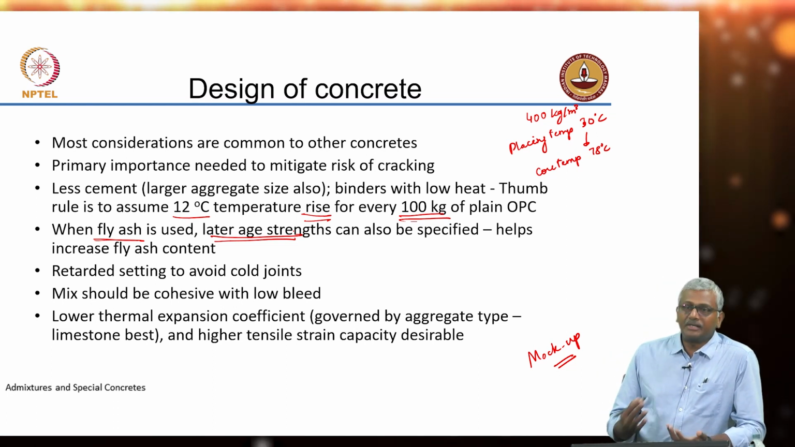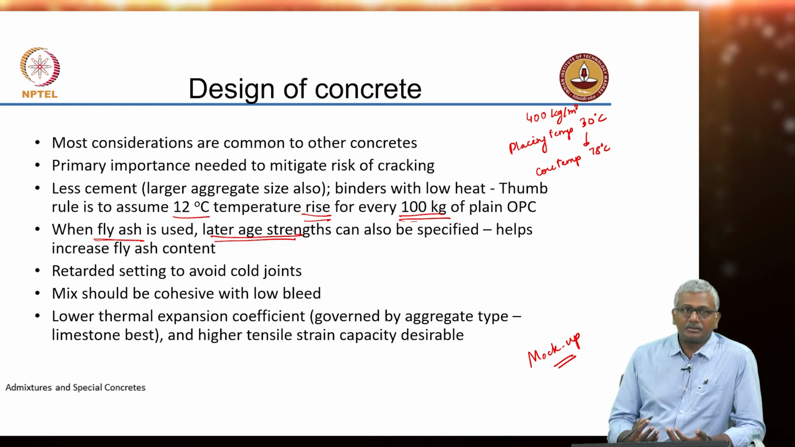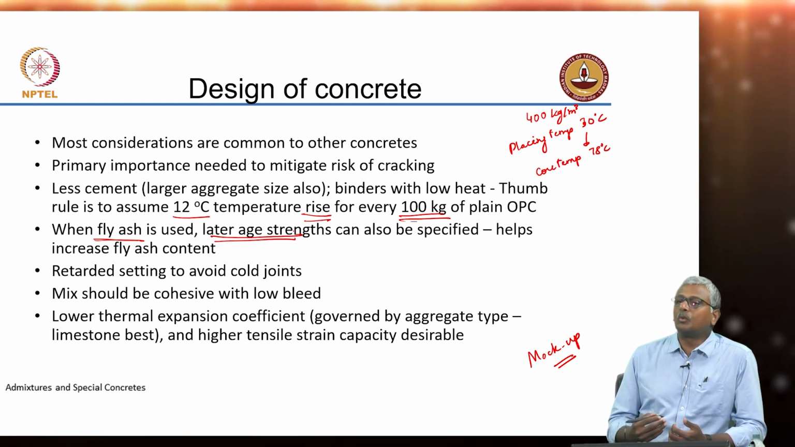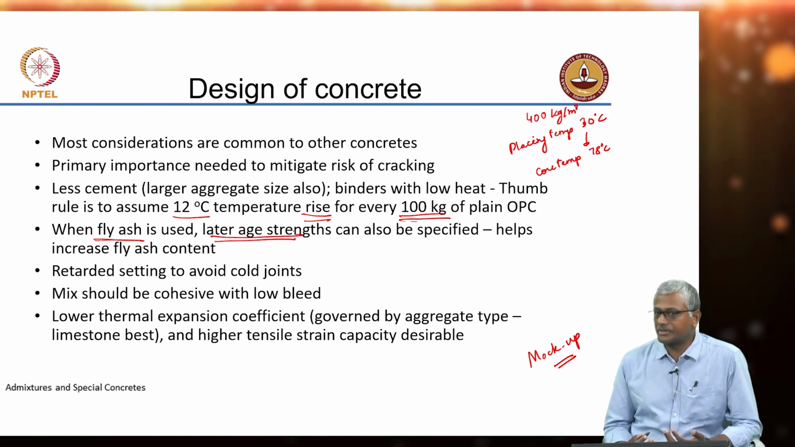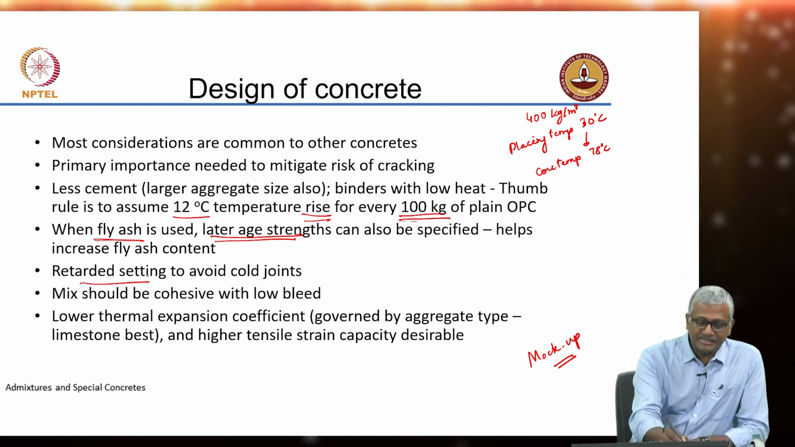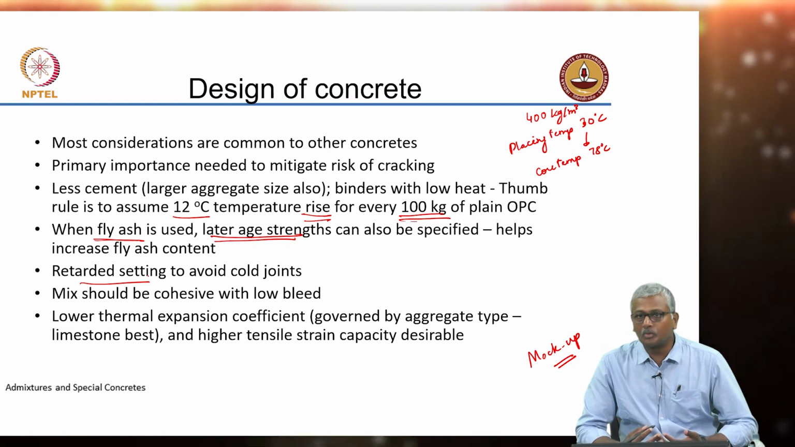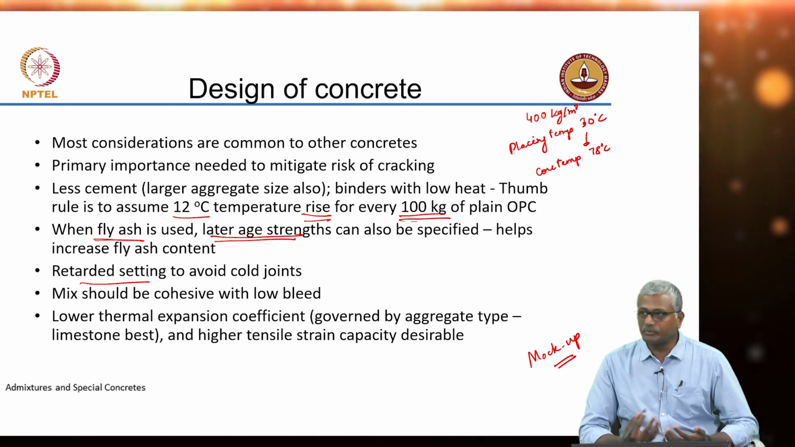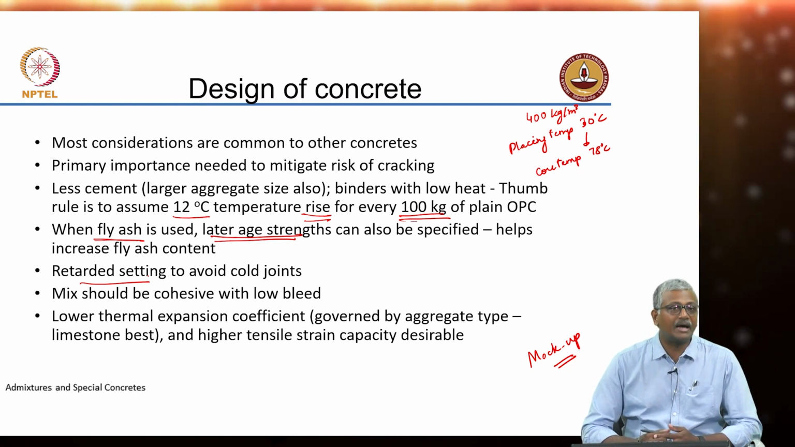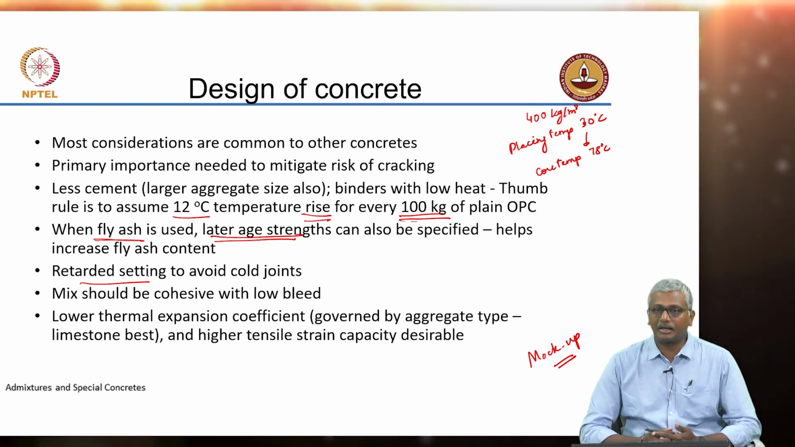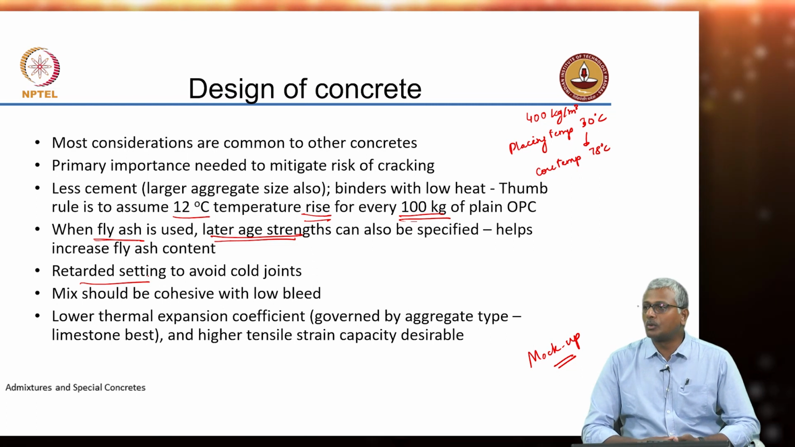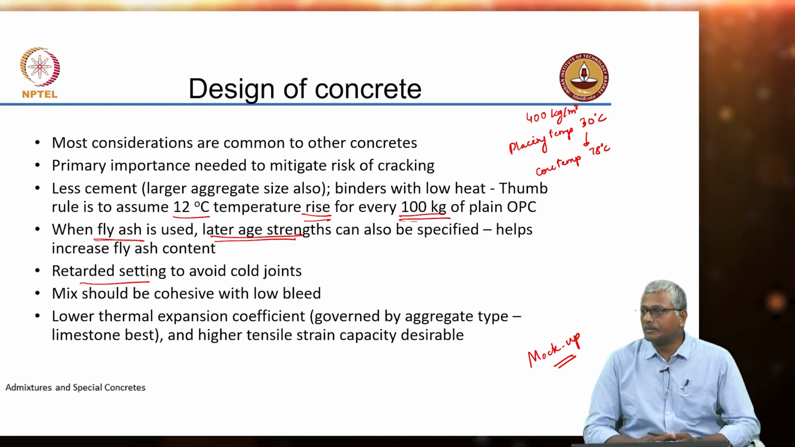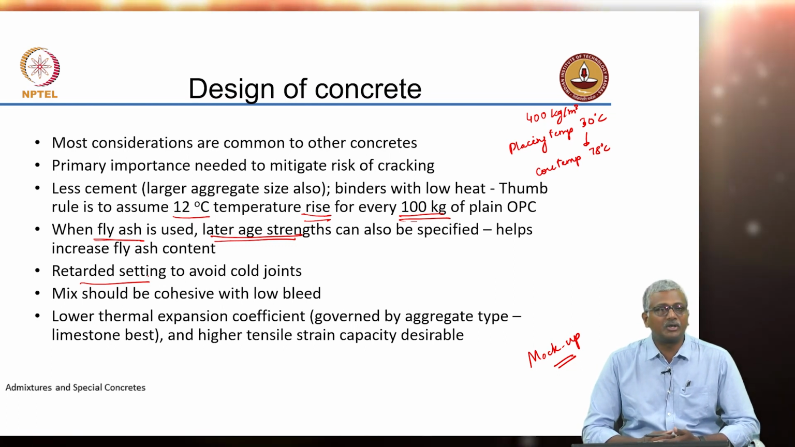Okay. Generally, any such concrete which has potential to be used in a mass concrete structure, you want to avoid cold joints as far as possible. For that, retarded setting is better, more beneficial, right. Especially when you are using fly ash, you will get retarded setting. So, you do not really have to worry too much about it, automatically that will happen. So, you need to avoid cold joints and build up the structure in such a way that you avoid any major cold joints between your structure.